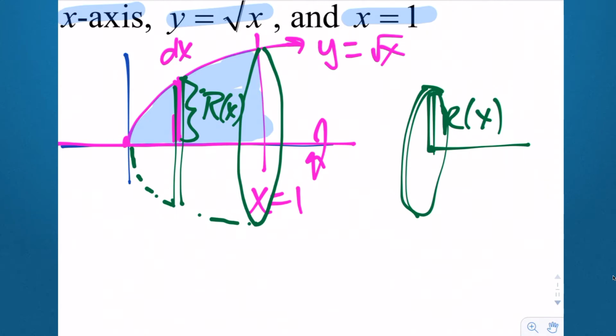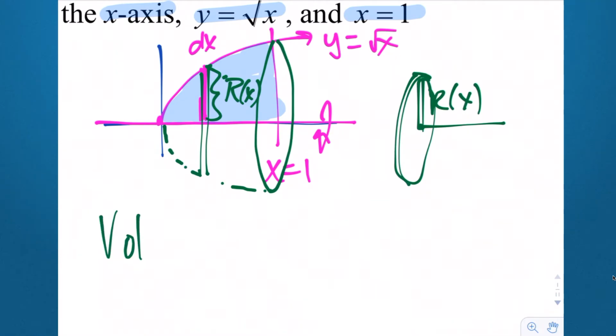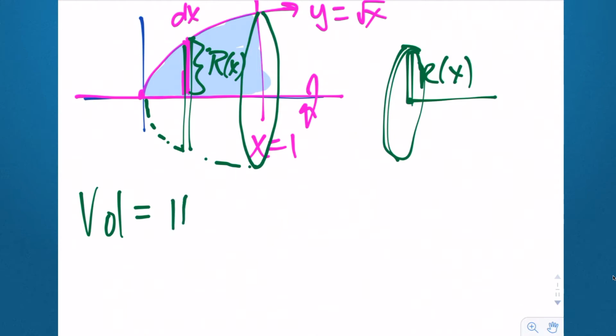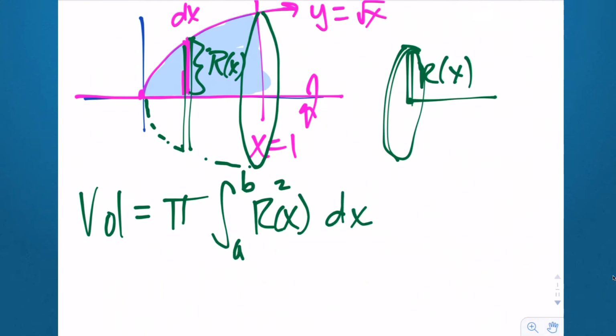Okay. So let's see if we can set it up. Volume, I'm not going to write out the whole word volume, but I'm not going to put V either. I'll abbreviate VOL. Because our cross sections are perpendicular to the axis, it's going to be the disk method. So the disk method is pi r squared dx from A to B. So I'm just writing it out in general. And if you put the square in between the r and the of x, that's fine.